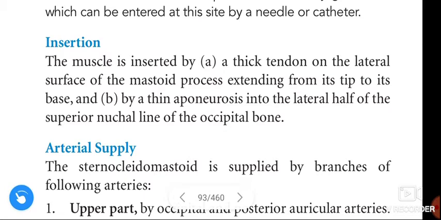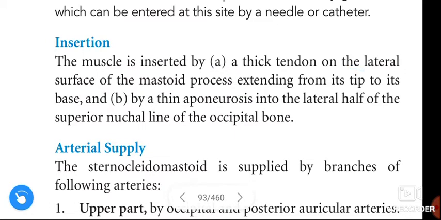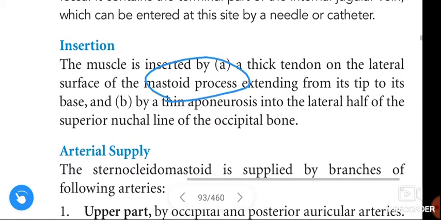See once again the insertion of sternocleidomastoid muscle. The muscle is inserted by first a thick tendon on the lateral surface of the mastoid process. Very important, lateral surface of mastoid process extends from its tip to its base. Remember, here the insertion is by the mastoid process.